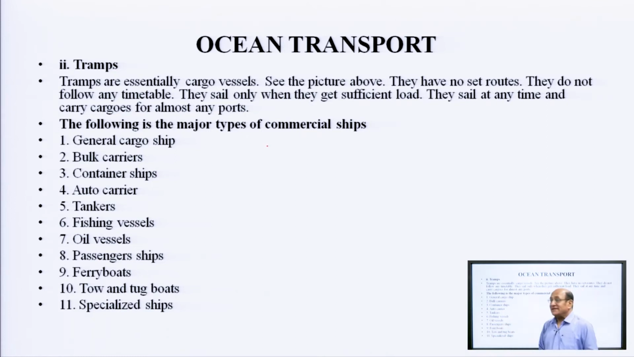Now, oil vessels, in which oil is transported from one country to another; passenger ships, in which passengers are transported from one country to another; ferry boats, as the name suggests; tow and tug boats; and specialized ships. So, these are the different types of commercial ships used in ocean transport.